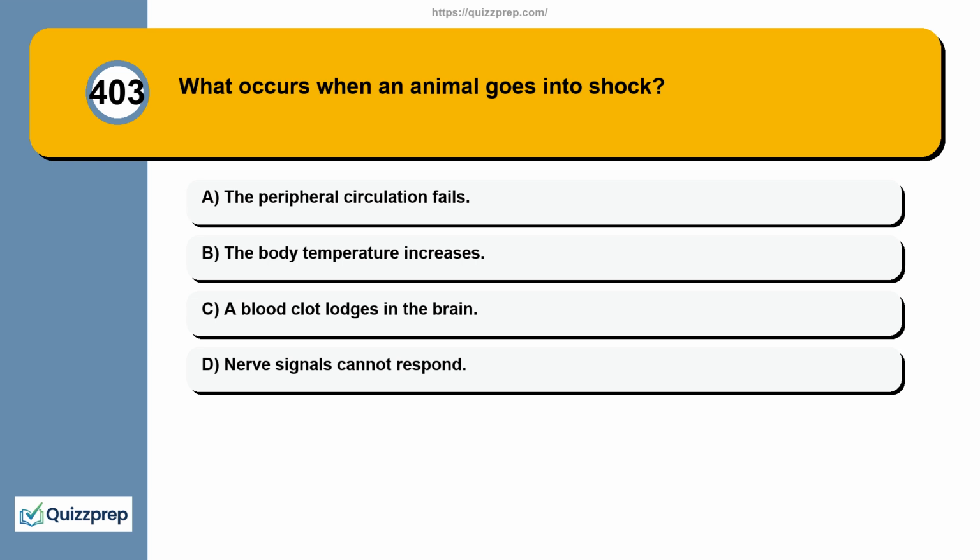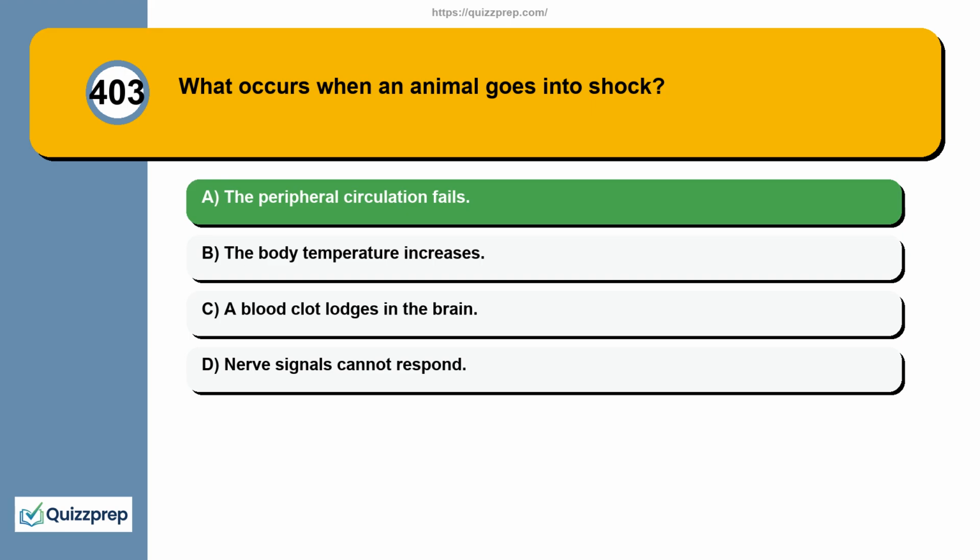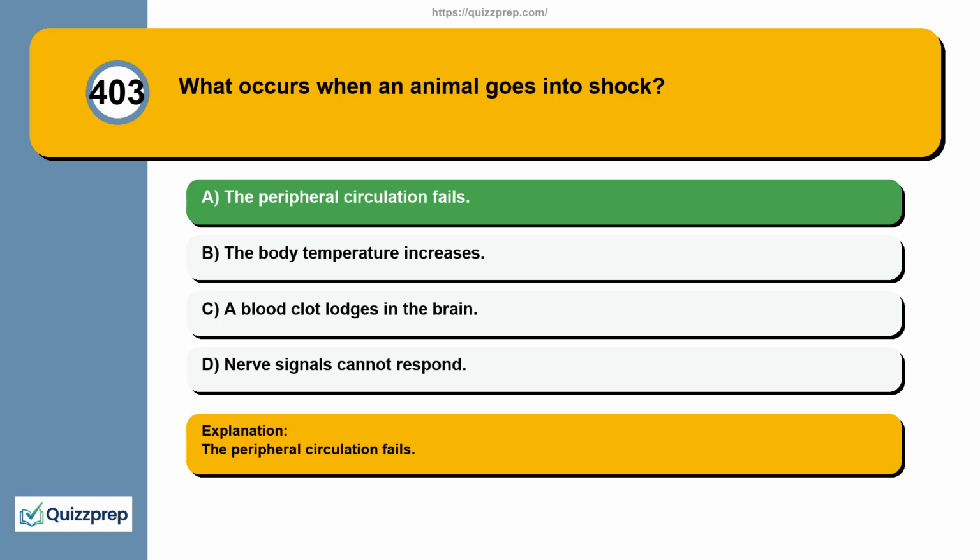Question 403. What occurs when an animal goes into shock? Option A. The peripheral circulation fails. Option B. The body temperature increases. Option C. A blood clot lodges in the brain. Option D. Nerve signals cannot respond. The correct answer is option A. The peripheral circulation fails.